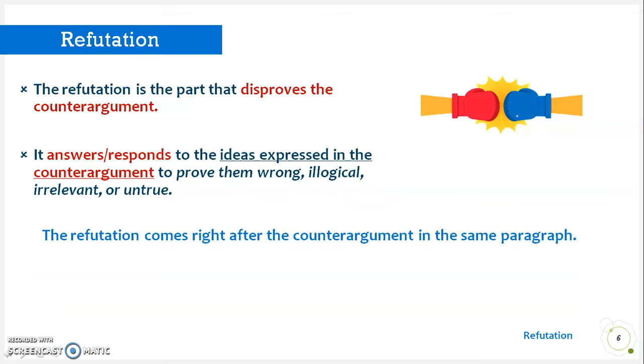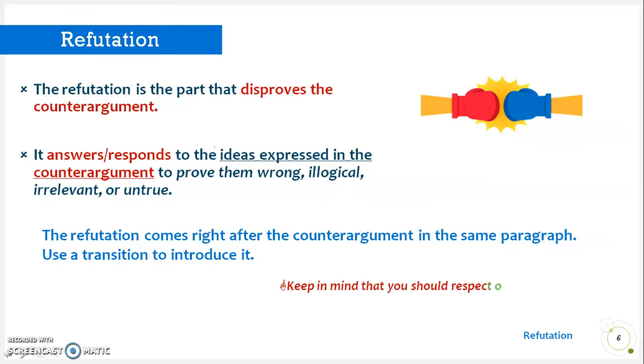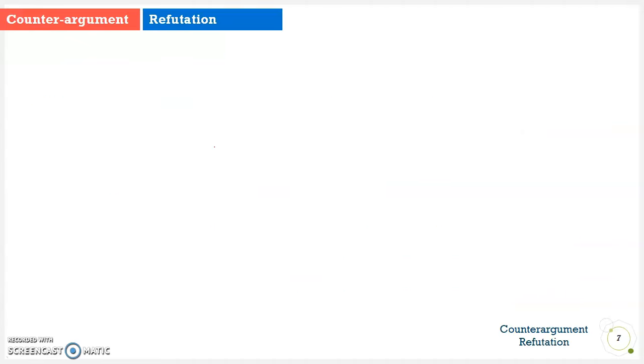This refutation makes your argument stronger. Therefore, the refutation should come right after the counter-argument in the same paragraph. Use a transition to introduce it, a contrast transition, and keep in mind that you should always respect other people's opinions and points of view, so you should never be mocking or ridiculing the opposite point of view or making fun of others. Let's look at some examples of paragraphs with counter-argument and refutation.